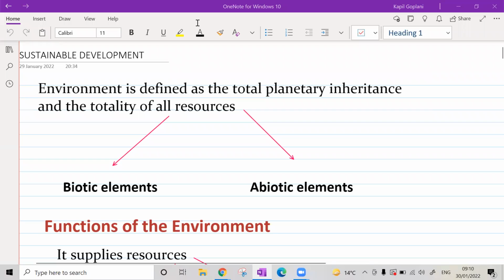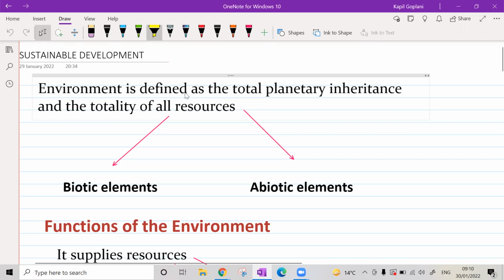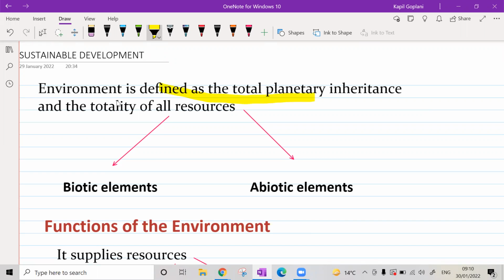So first and foremost, I told you yesterday the definition of environment. Okay, this is the definition of environment: that environment is defined as the total planetary inheritance and totality of resources. Then I told you that environment has been divided into two components. First is the biotic elements, and second is your abiotic elements.